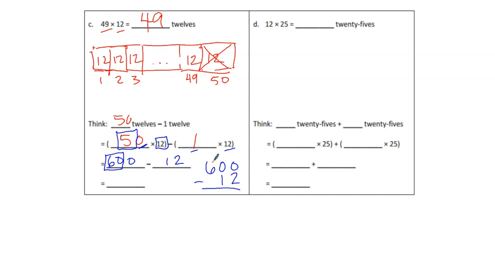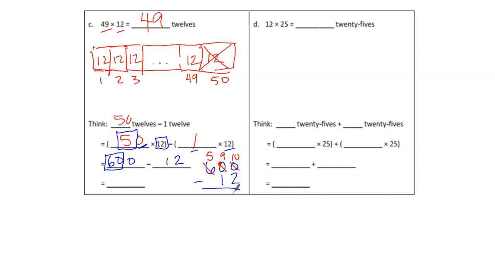We have to regroup here. 0 minus 2 can't do, so I need to regroup. No tens to regroup from, so I'm going to have to take one of my hundreds, left with 5 hundreds. My 10 tens, that 100 regroup is 10 tens. Cross that out. Now I have 9 tens. I have to take 1 ten to get my 10 ones.